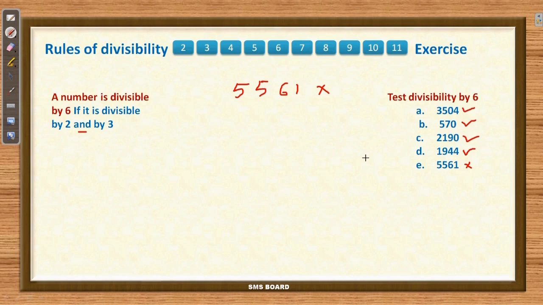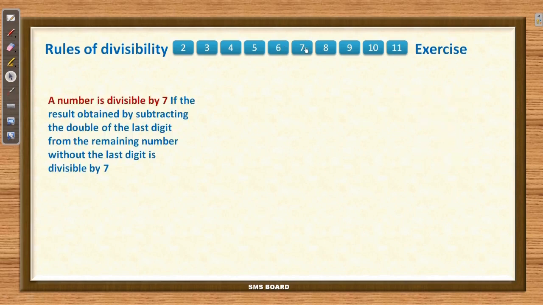Now we will go to the divisibility test by 7. We have already seen the divisibility test by 6. Now we will learn the divisibility test by 7. So what is the rule? A number is divisible by 7 if the result obtained by subtracting the double of the last digit from the remaining number without the last digit is divisible by 7. Let us discuss some problems in the exercise.